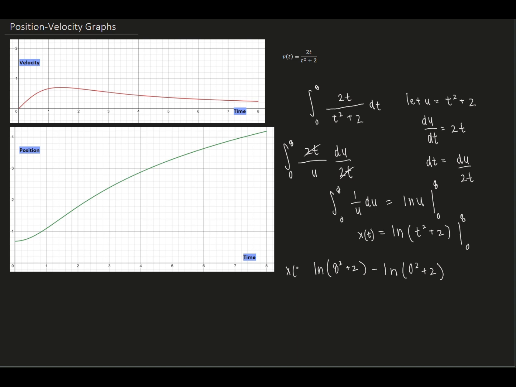So this is, again, our position in terms of time. This is our position at 8 seconds. So then that's going to give me my position at 8 seconds. x of 8 is 3.50 meters. I can use this to figure out position or acceleration of the graph in terms of just using derivatives and integrals.